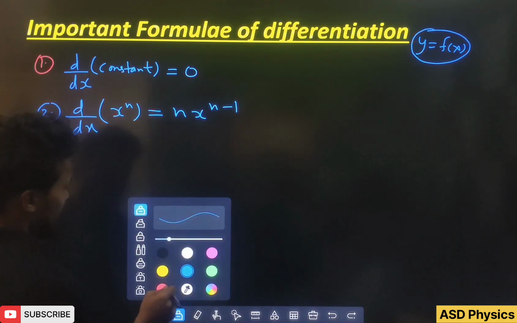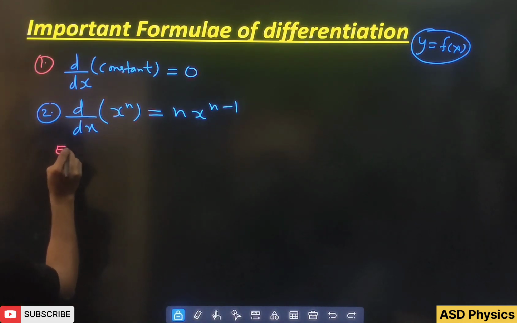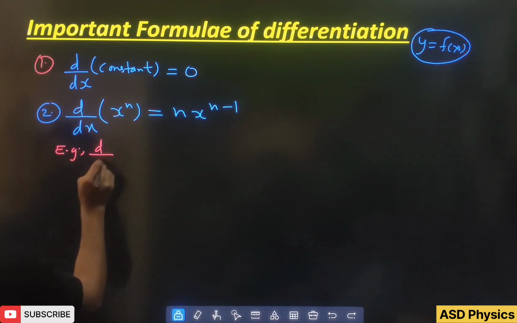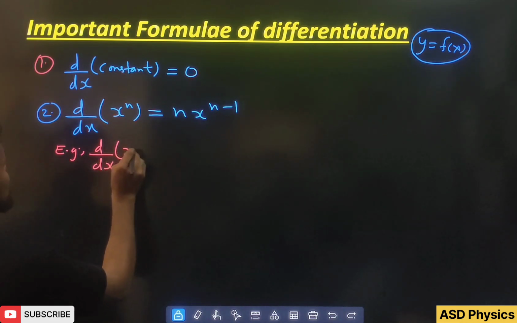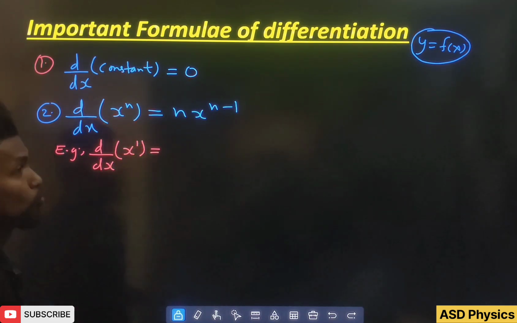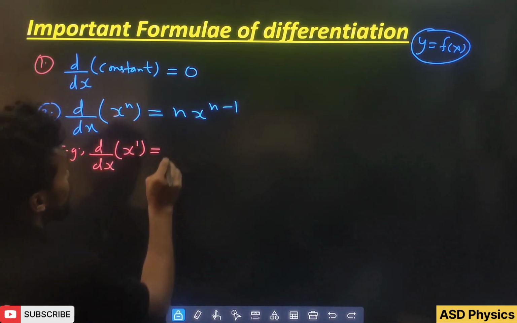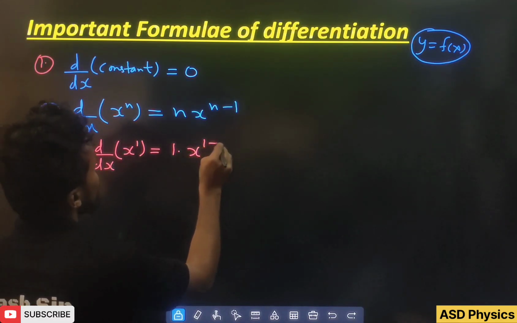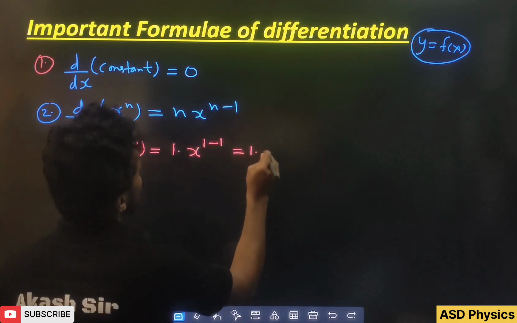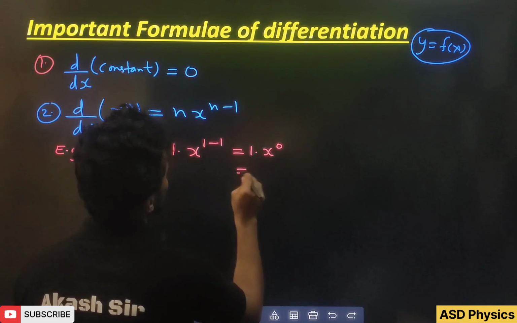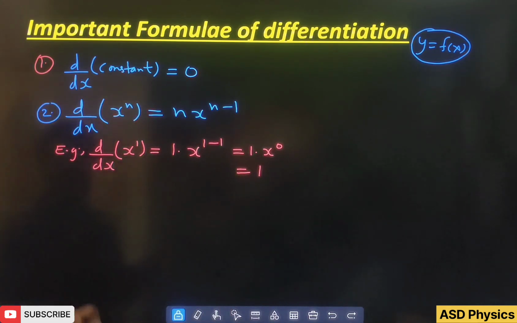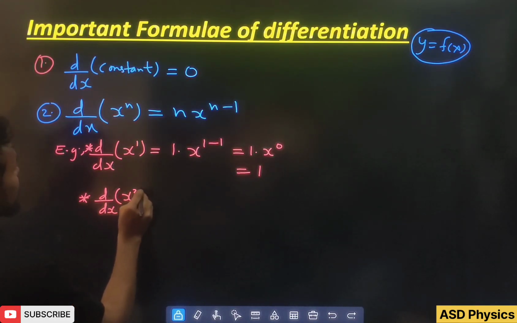Here are some examples for this. Let's take for example d by dx of x to the power 1. Here the value of n is 1. That means we can write 1 into x to the power 1 minus 1, or 1 into x to the power 0, and what will come here? 1. Similarly, let's take one more example: d by dx of x square.